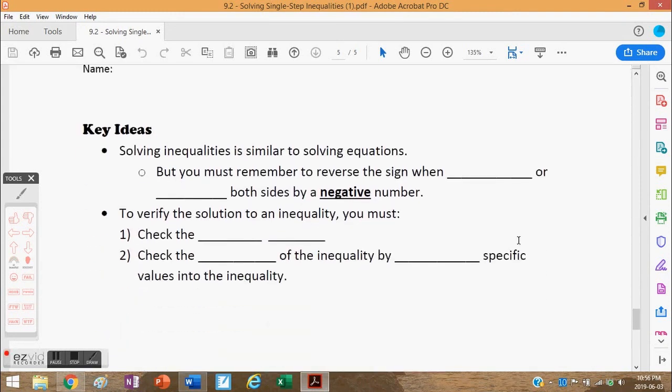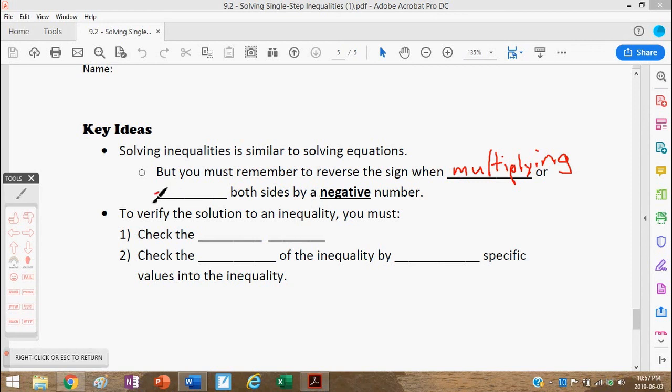This takes us on to key ideas. Solving inequalities is similar to solving equations. It's like the same steps. But you must remember to reverse the sign when multiplying or dividing both sides by a negative number.